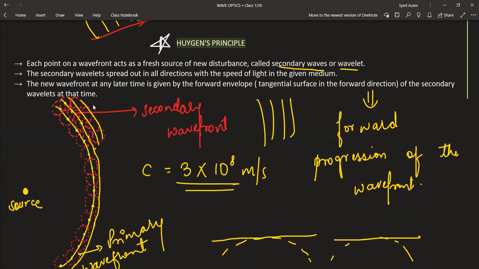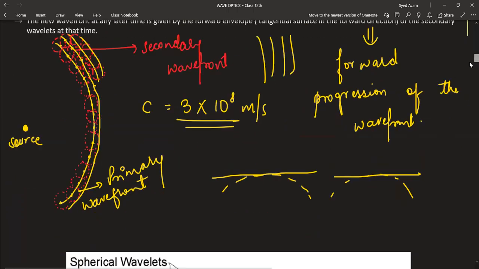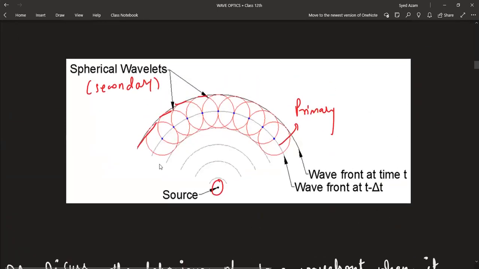So what does this say? This says that each point on a wavefront acts as a fresh source of new disturbance. See, there's a source and it is producing a primary wavefront. Each point on these primary wavefronts is creating new wavefronts, which are called the secondary wavefronts or the wavelets. And when you take the tangents on the envelopes that are formed, the forward envelope gives us the direction. So this is what is important for you to know.